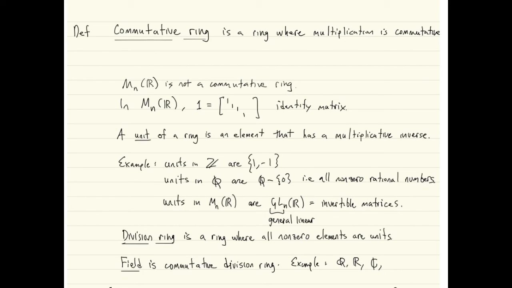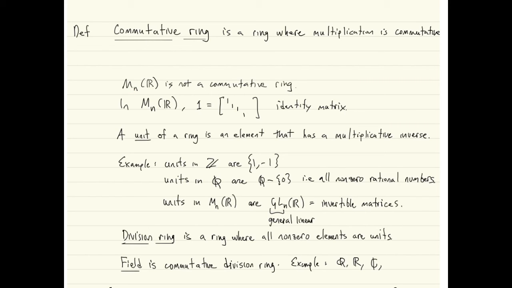In this video, we continue to talk about basic definitions of rings and introduce the definition of a field. So a commutative ring is a ring where multiplication is commutative. And most rings that I've dealt with are commutative rings. In fact, for example, the integers and the polynomial rings are all commutative. One important ring, though, that is not commutative is the ring of n by n matrices.